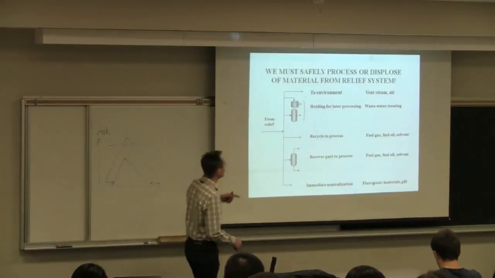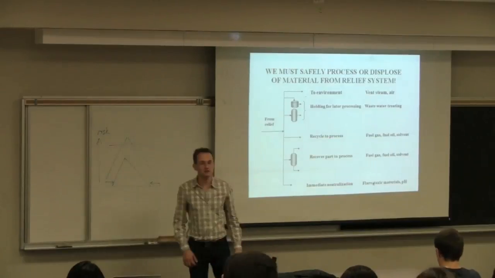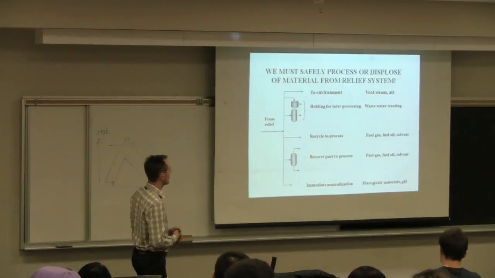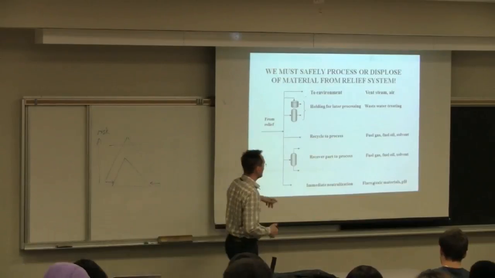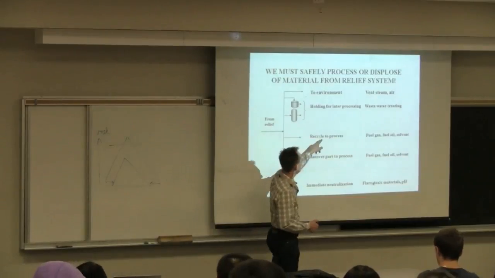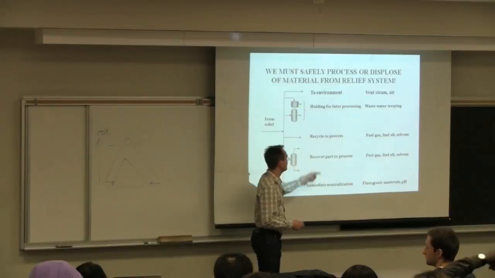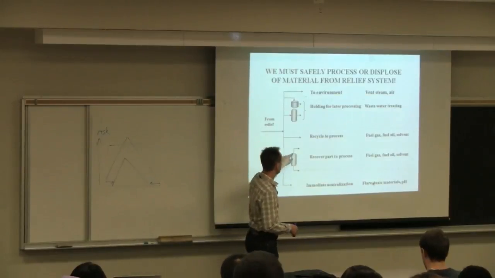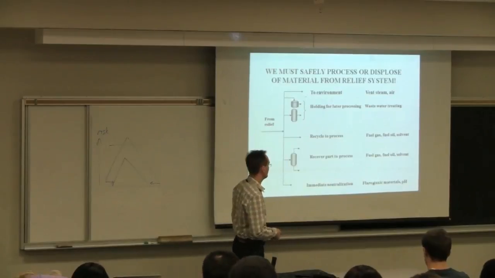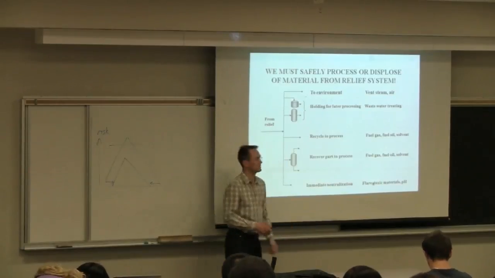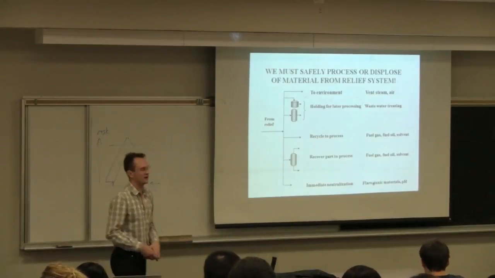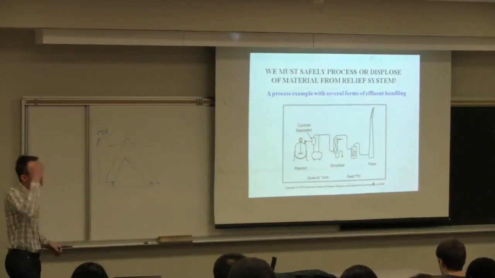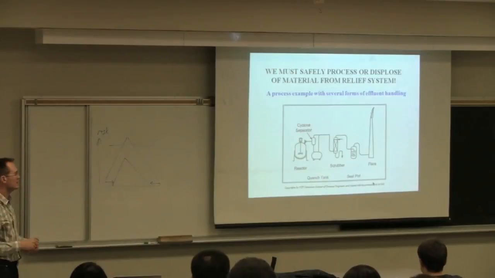One, of course, is venting to the environment for very benign type material. The other is you hold it in a tank for later processing. We spoke about that. Then here we have our other option to recycle it back to the process. You can recover it as, say, fuel. So you flash it first and then you take part of that and burn it as fuel. Or you can neutralize it chemically or by flaring it. I just wanted to talk about flaring here just because it came up in the study yesterday.